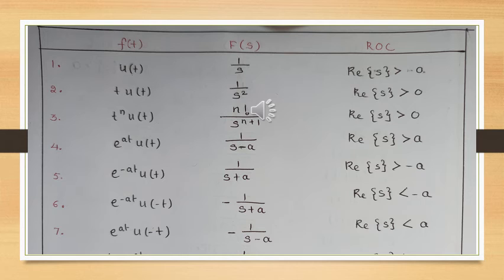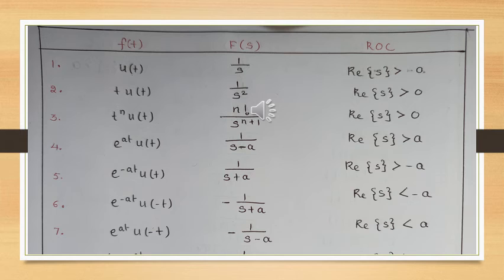Our fifth signal is e raised to minus at u of t. For this, the Laplace transform is 1 divided by s plus a. E raised to minus at is a decaying exponential. Again, in order to find the pole, we need to equate the denominator to 0. So we are getting a pole equal to minus a. Since this signal is a right-sided signal, again we have real of s greater than minus a.